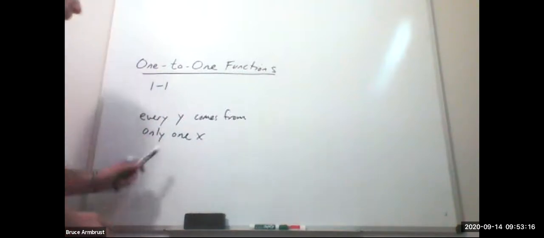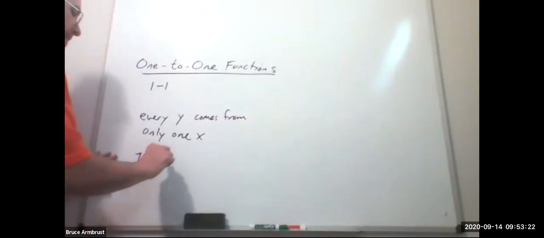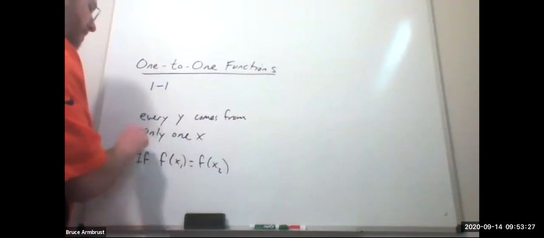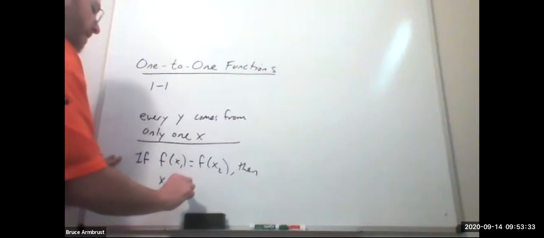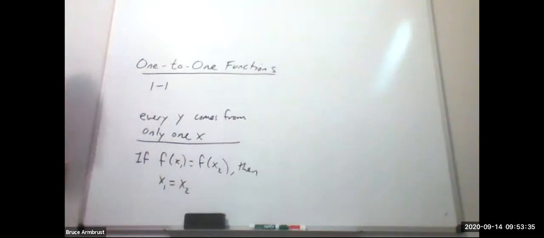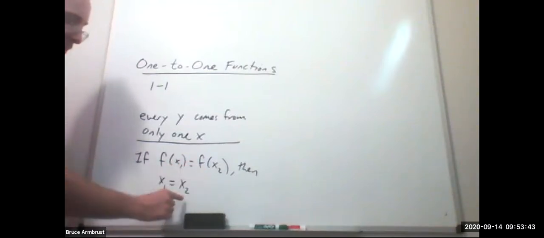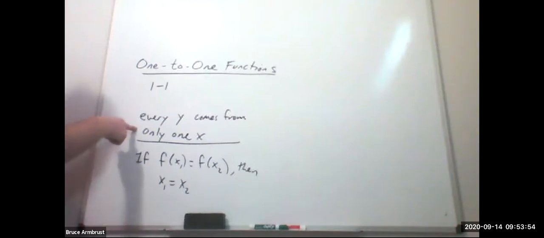Okay, so in math speak, what this says is if f of x1 equals f of x2, then x1 equals x2. So two different x's that give equal y's, if those y's are equal, then the x's were the same. So this is the real mathy way of saying it. This is the more just English way of saying it.